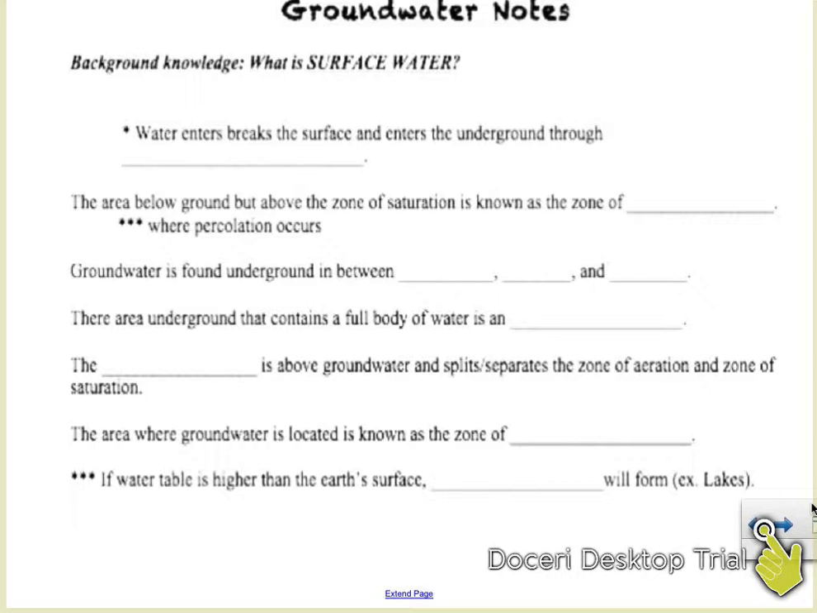It says water enters or breaks the surface and enters the underground through a process called what, Patrick? Infiltration. My writing on here is going to be a little sloppy because my pen is kind of thin, a thinner stylus. There, the area below ground but above the zone of saturation, this was testing your vocabulary, is known as the zone of aeration, also known as the unsaturated zone.